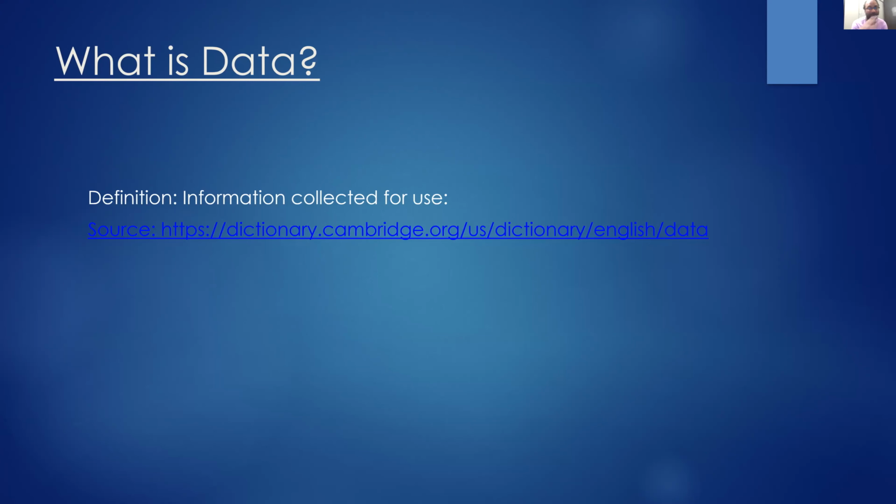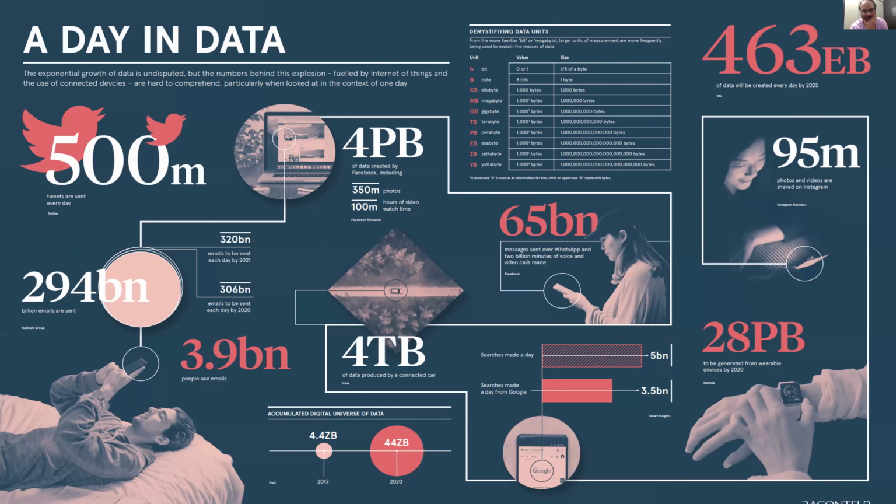So, a day in data: what happened in one day about the data. I'm going to start with the left hand side. We have stats from 2019. 500 million tweets are sent every day, 294 billion emails are sent every day, 3.9 billion people use email. Oh, I'm sorry, that's overall data. 4 petabytes of data are created by Facebook, and all these are stats about the data.